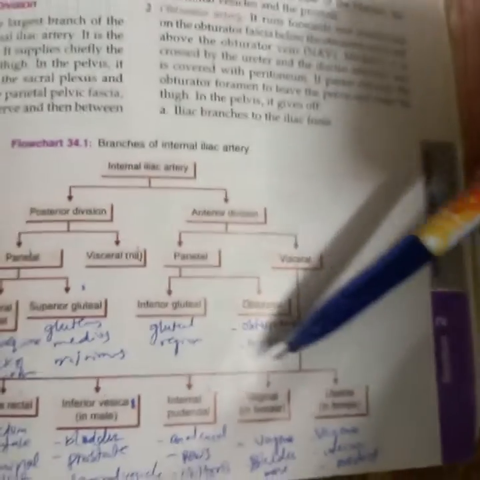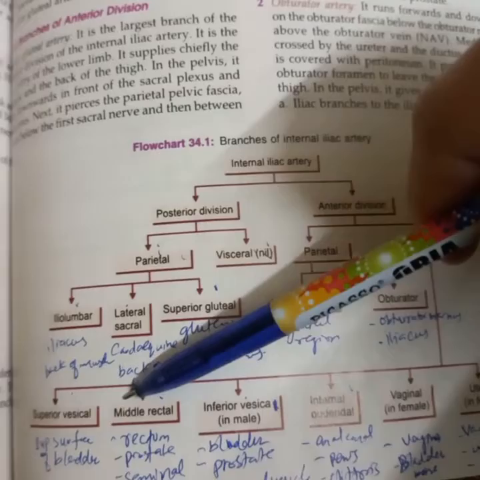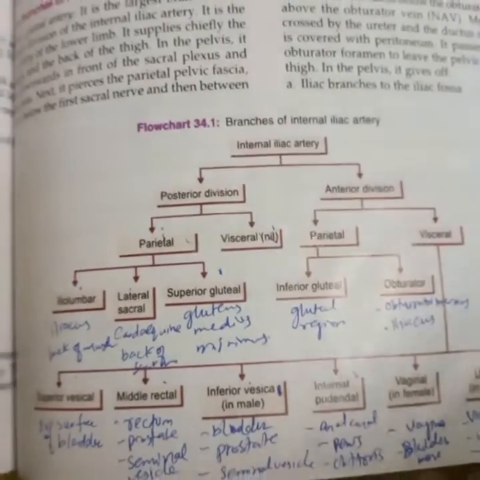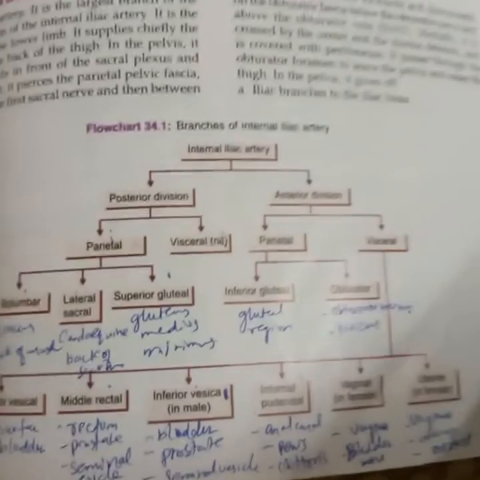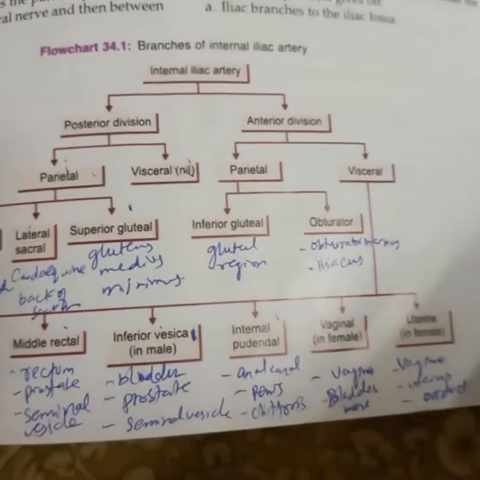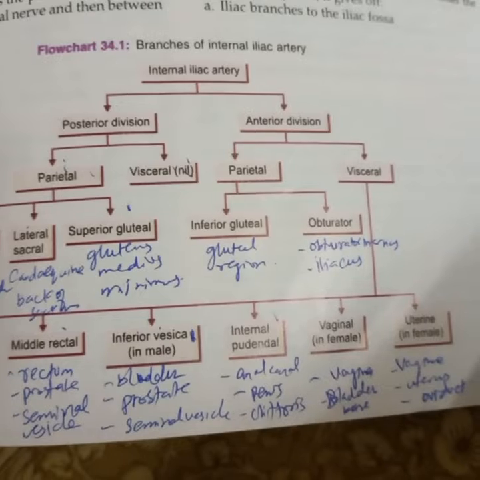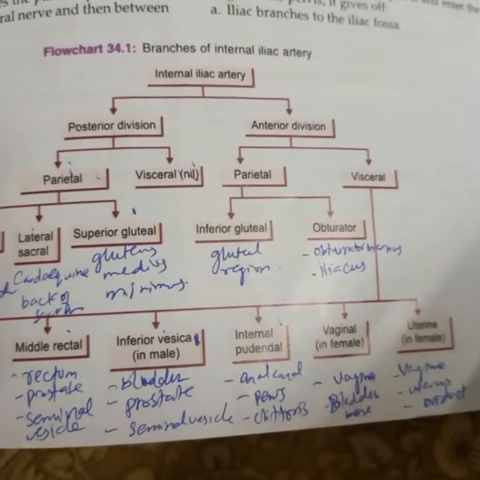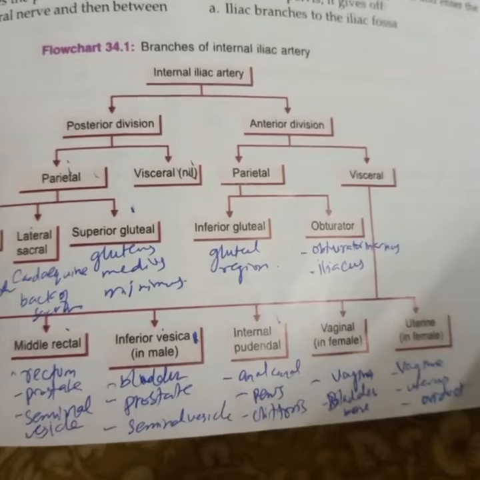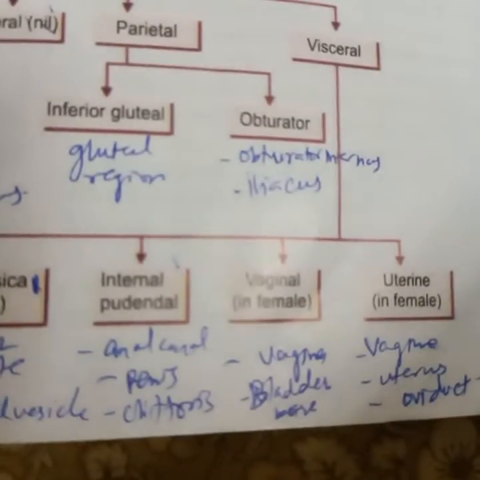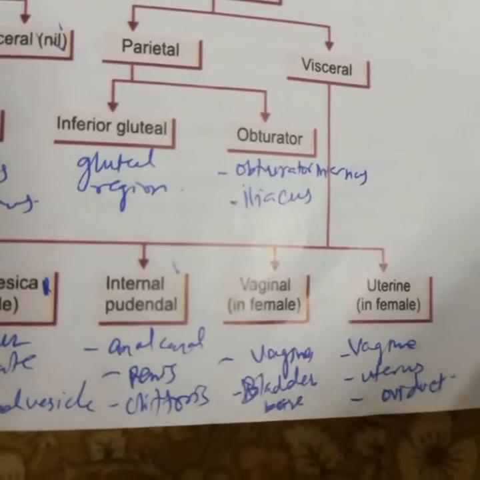The visceral branches are 6 in number, and 4 in number in males. Superior vesical, which supplies the superior surface of bladder. Middle rectal, which supplies rectum, prostate, seminal vesicle. Inferior vesical, which supplies bladder. Vesical means bladder. So inferior vesical supplies bladder and prostate and seminal vesicle. Internal pudendal supplies anal canal, penis and clitoris.